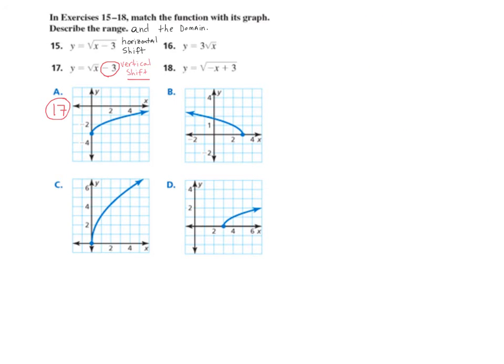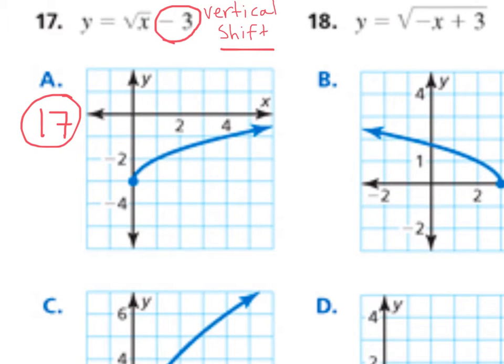And let's look at our graph and be sure that that's true. You can see that when we input 4, our output should be negative 1 right here. So 17 is definitely A.